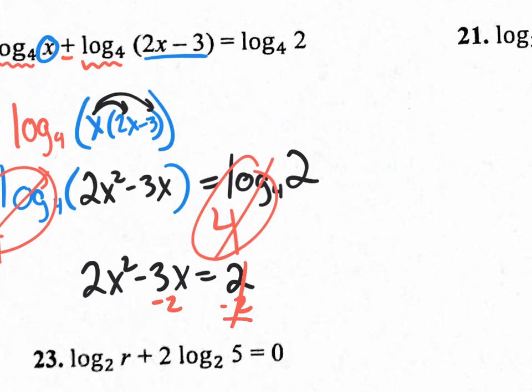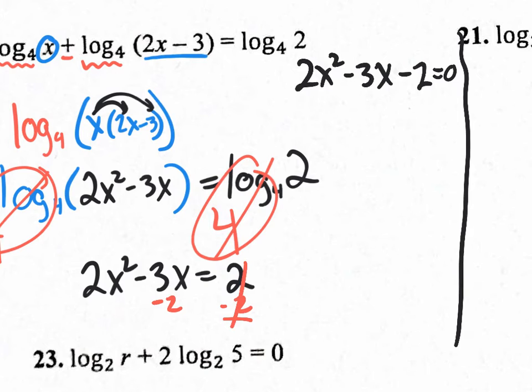So we will have 2x squared minus 3x minus 2 set equal to 0. Now from here, we identify our a is 2, our b is negative 3, and our c is negative 2. And we could use the quadratic formula, x equals negative b plus or minus square root of b squared minus 4ac divided by 2a. Or we could try to factor, split, and solve. What do you guys say?